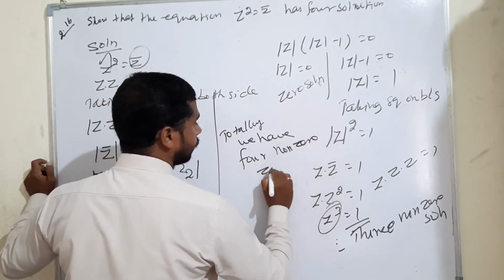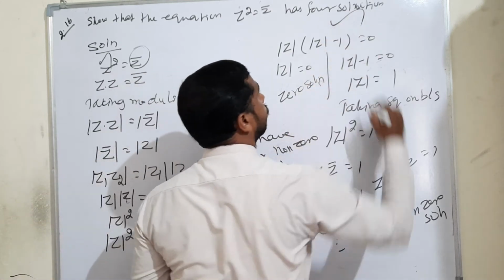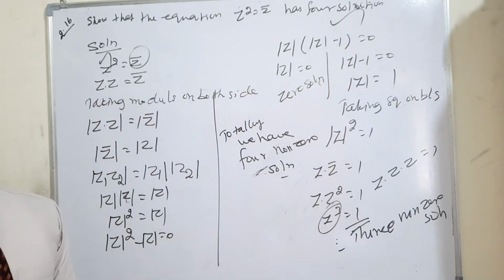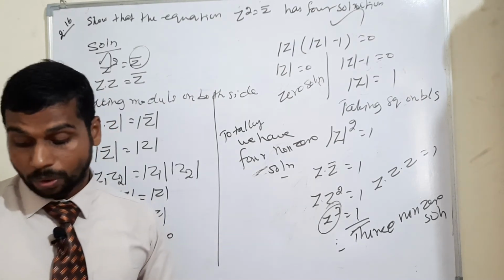Including the zero solution, we have four solutions. We have to prove four solutions, so hence proved. Okay, final line. One of the important three mark questions. Okay, I will continue with one of the concepts.